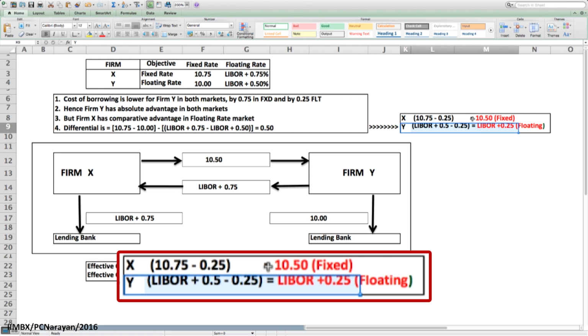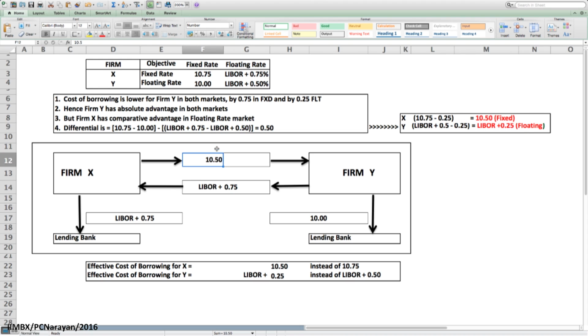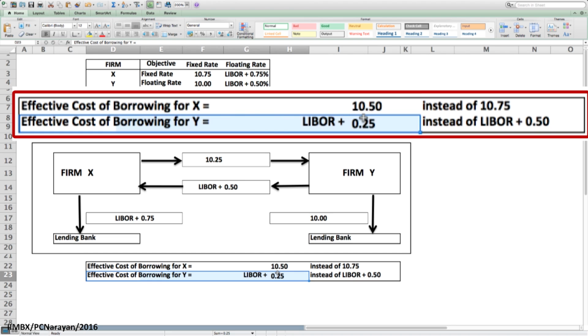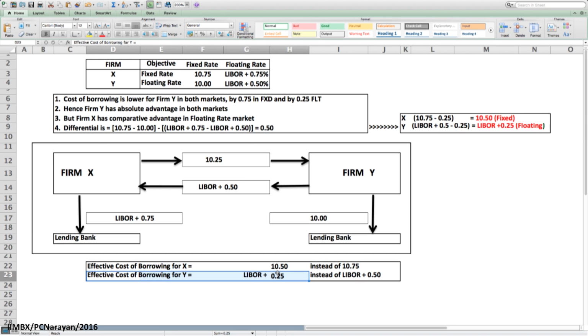Now I will give you another extension to this. These cash flows need not be exactly this. For example, 10.5 could be 10.25 and LIBOR plus 0.75 could be LIBOR plus 0.50. So even if these two cash flows changed, you will find that the effective cost of borrowing continues to be 10.5 for X and LIBOR plus 0.25 for firm Y. In other words, those two cash flows that we exchange between the two companies could be different as long as it delivers the same end result as the borrowing cost for the two firms.